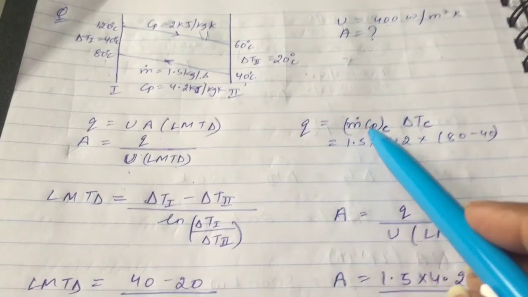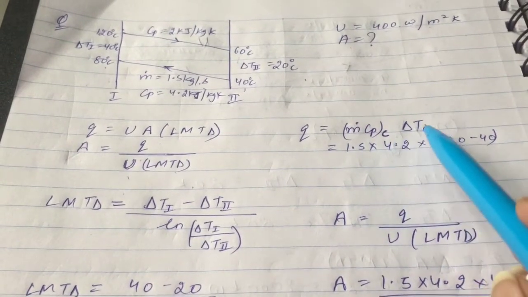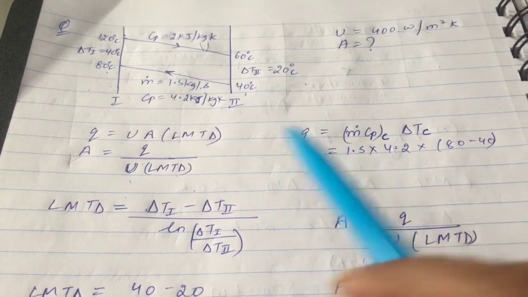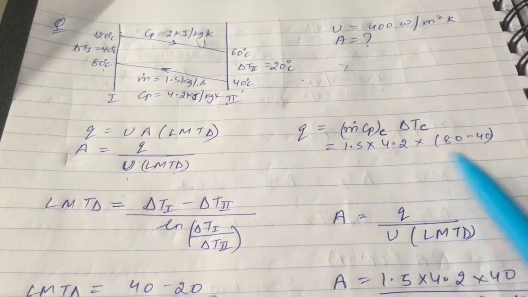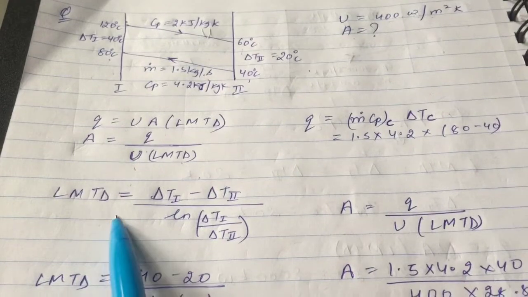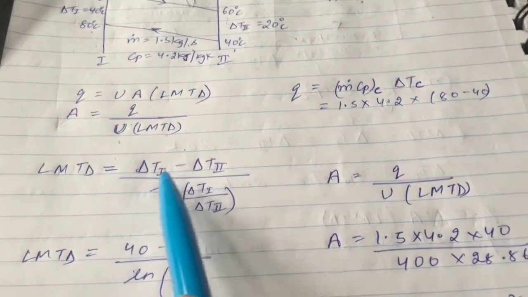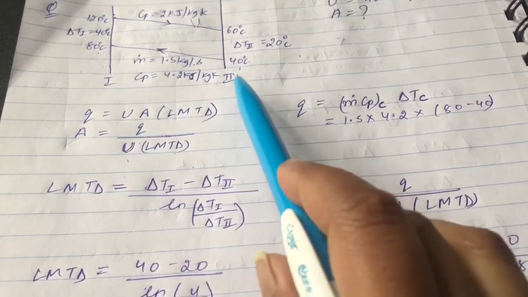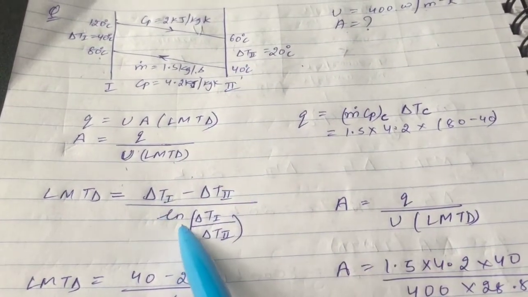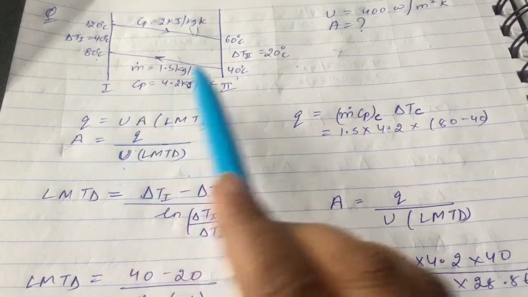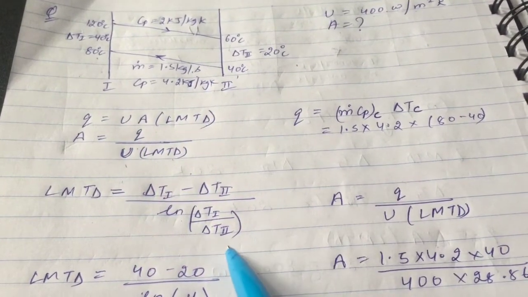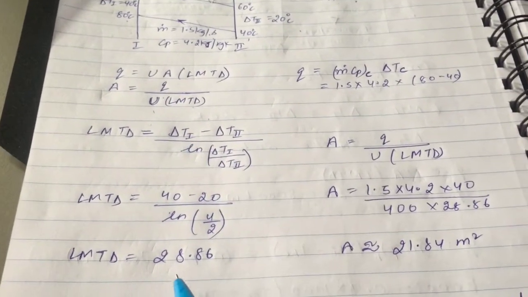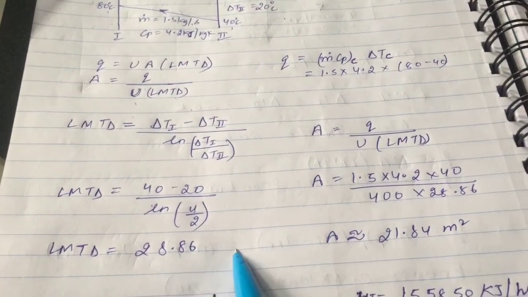So Q we know is m dot Cp of cold fluid into delta T of cold fluid. Putting in the values we can get our Q from here. Then for LMTD, for counterflow we know that it is temperature difference of end 1 minus temperature difference of end 2 upon ln of temperature difference of end 1 by temperature difference of end 2. Putting in the values we get our LMTD equal to 28.86.